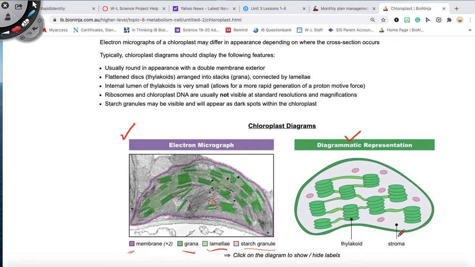So that's it for today. Make sure you learn how to label and annotate.